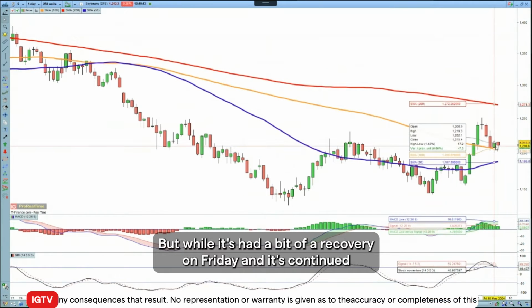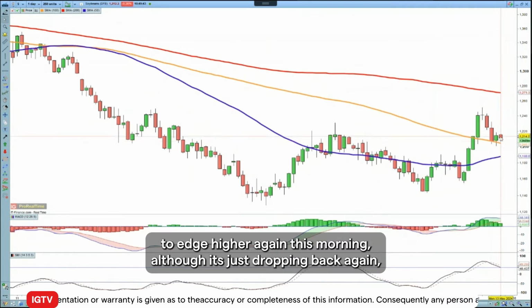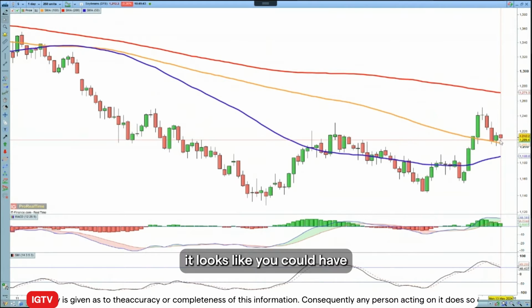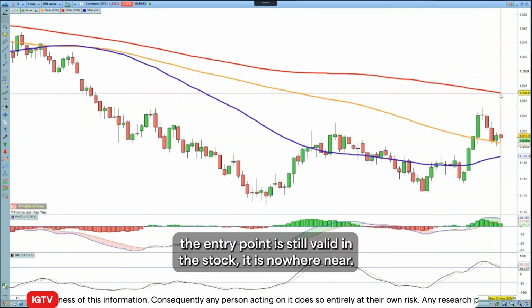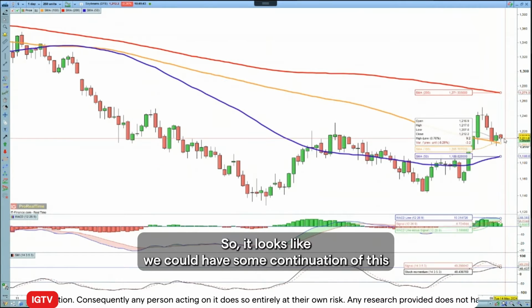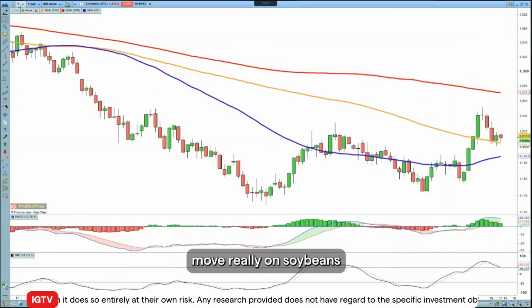While it had a bit of a recovery on Friday and it's continued to edge higher again this morning, although just dropping back again, it looks like you could have a continuation of this pattern. Certainly the entry point is still valid and the stop is nowhere near, so it looks like we could have a continuation of this move really on soybeans.